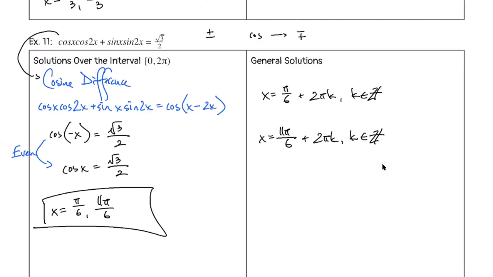Okay, so we needed 2 identities here in order to get our equation into a form that was either a linear one or a quadratic one. All right, any questions on example 11?